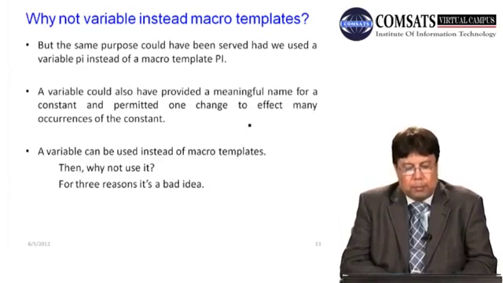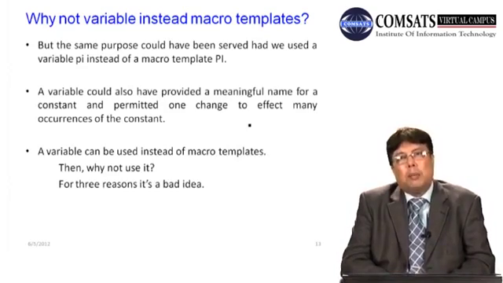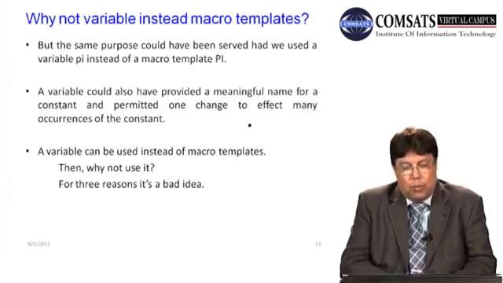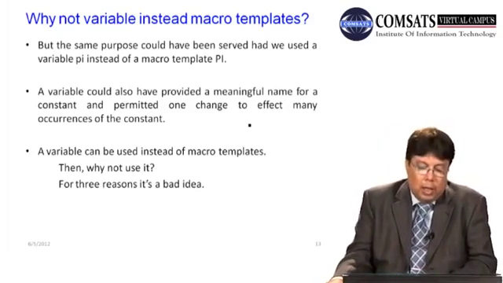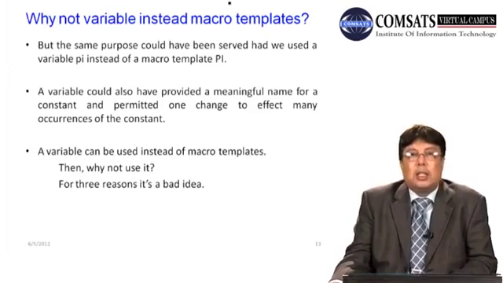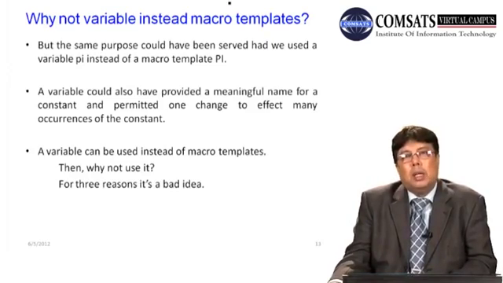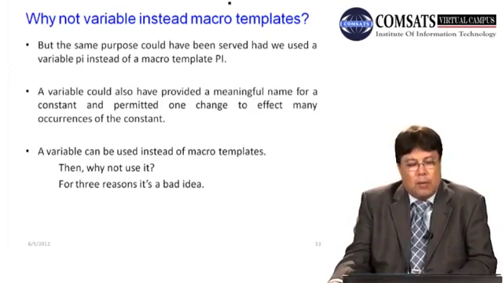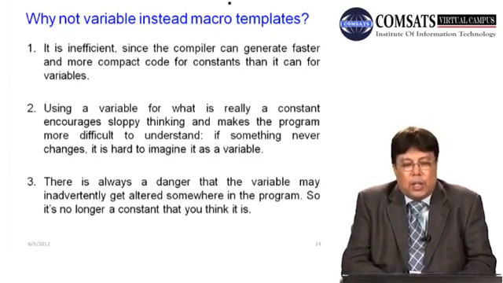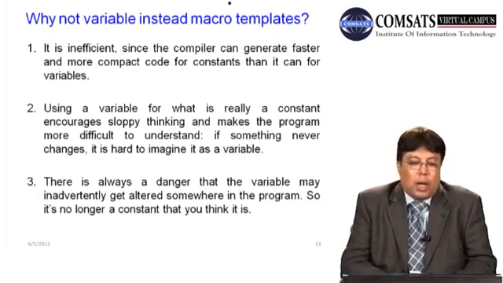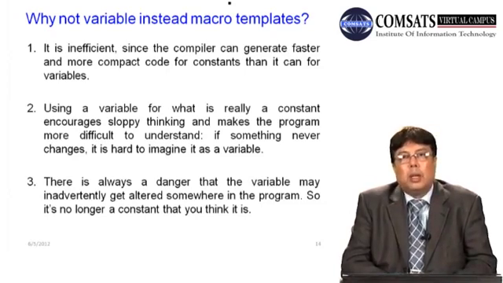So, yes, a variable can be used instead of macro templates, but we do not recommend it. Why do we not recommend it? There are three reasons why it's a bad idea to use a variable instead of macro templates. And what are these three reasons? Number one, it is inefficient, since the compiler can generate faster and more compact code for constants than it can for variables.